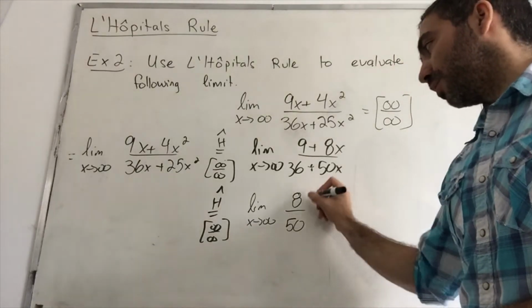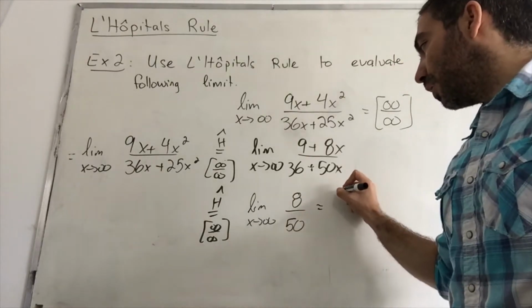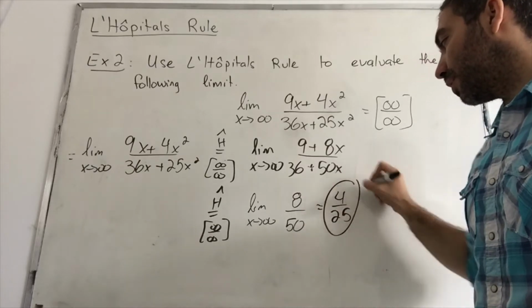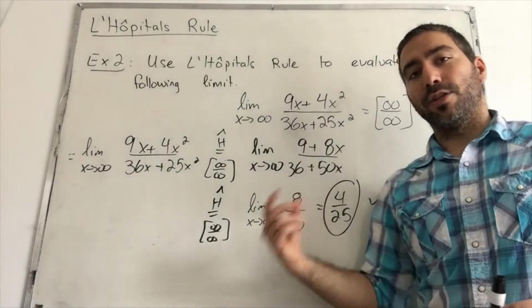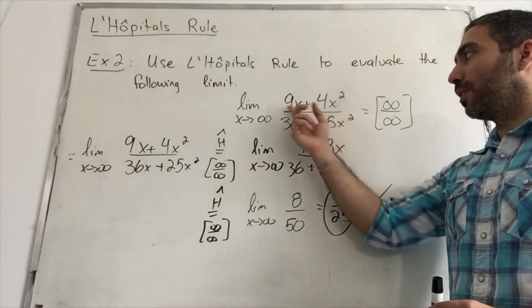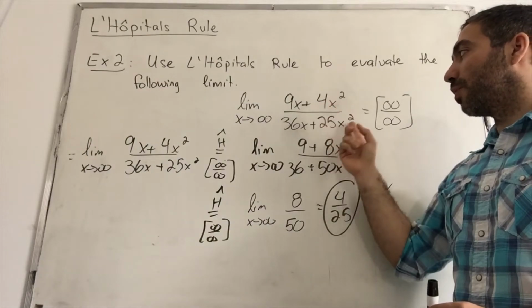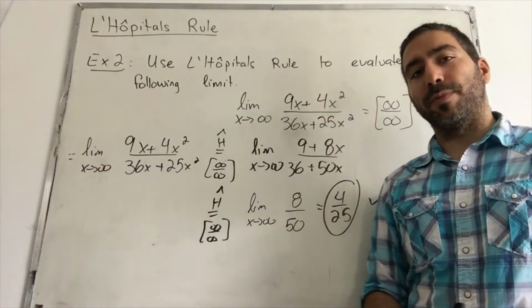They're both even, so we can reduce, divide the top and the bottom by 2. 8 divided by 2 is 4, 50 divided by 2 is 25, and that's the answer. Again, just as we expected, because we look at the highest exponent of the top and the bottom, that gives us 4, and here the coefficient is 25, so we expected our answer to be 4 over 25.